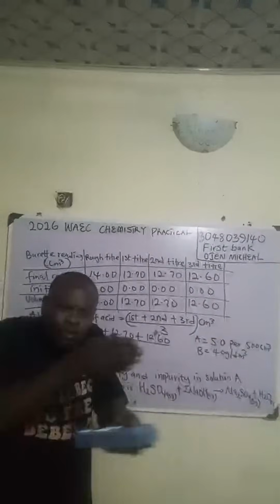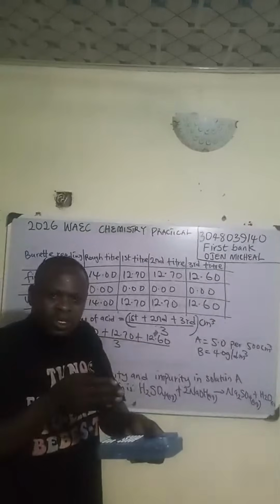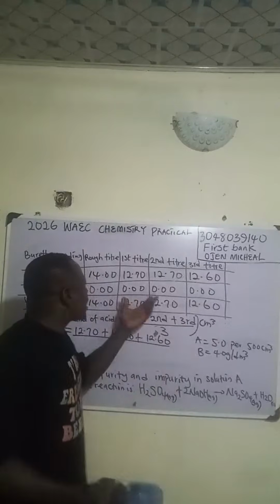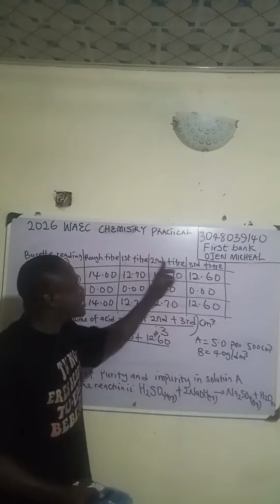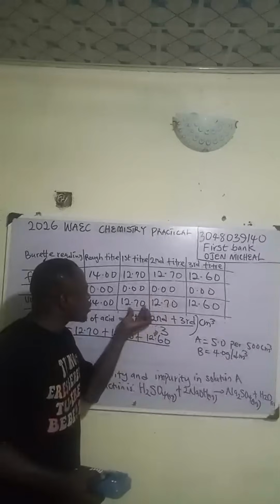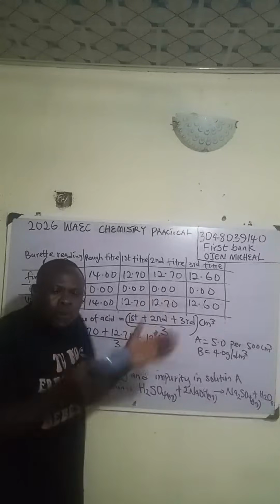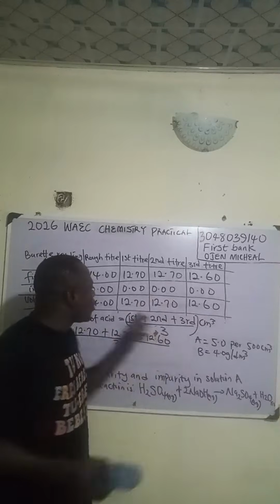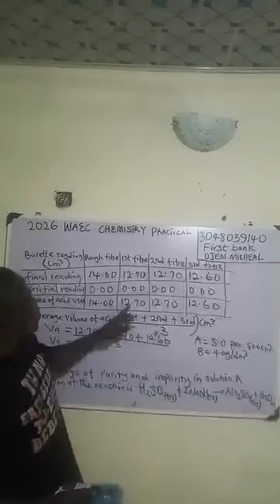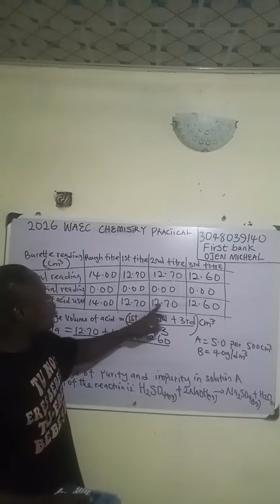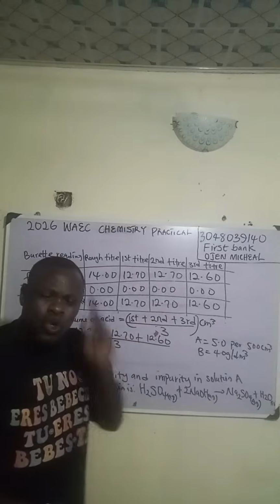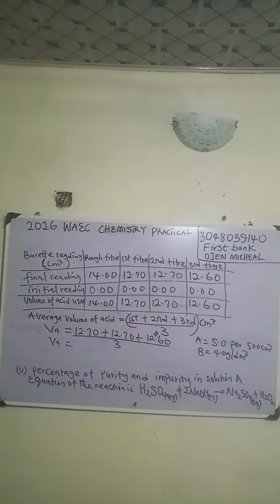The value must be what? At the same range. Do you understand? The values must be at the same range. That is what we call concordance. And you can as well use first and second, because the first and second are the concordant ones, the ones that are closer. But you can use the third. But if you have 14 here, you now come and have 12 here, you now come and have 13 here, it's a wrong titration. Are you following? So you have to be very, very careful.